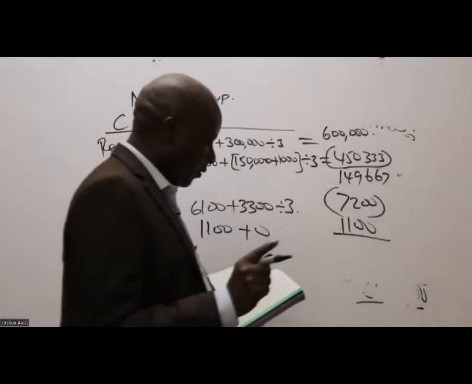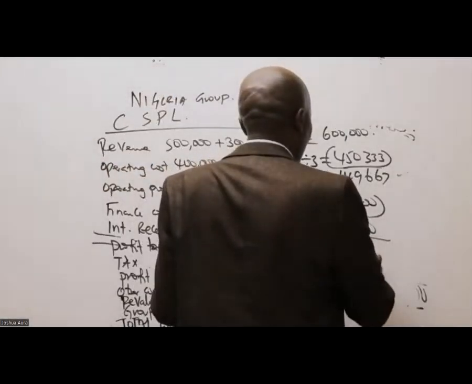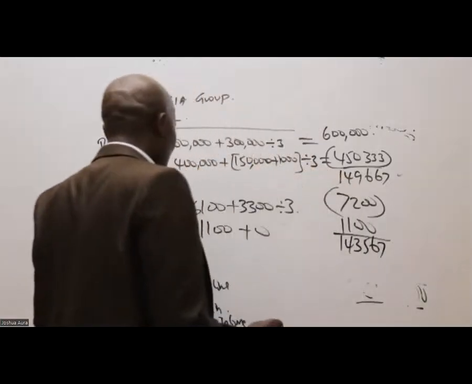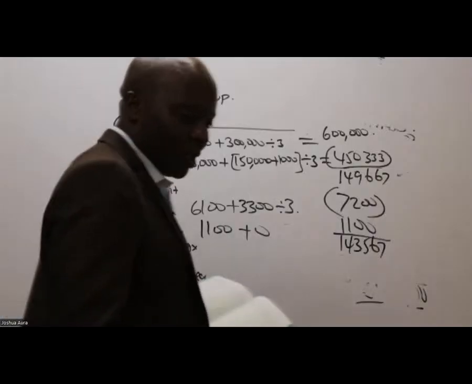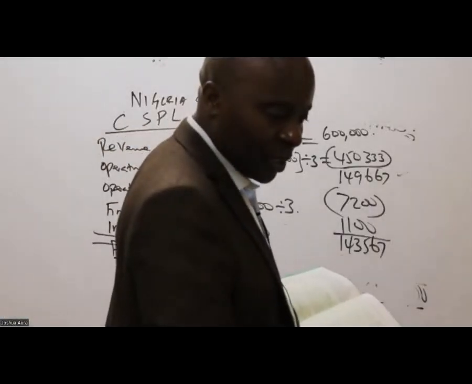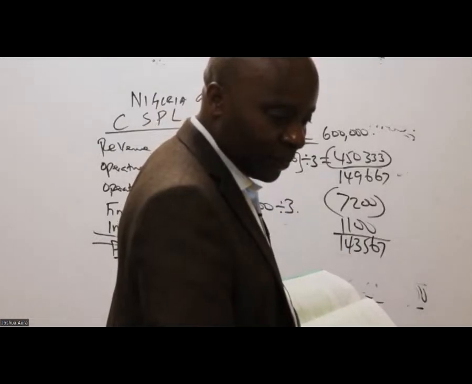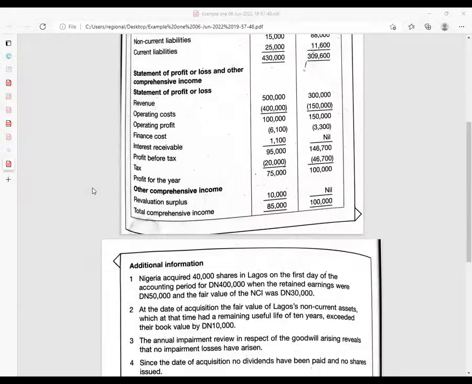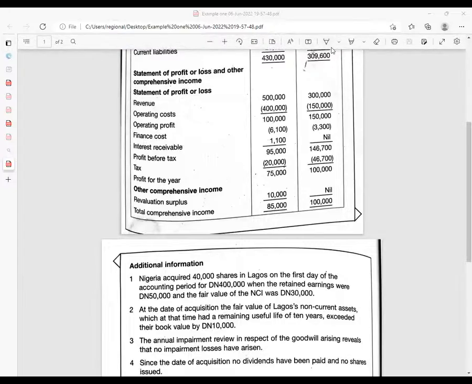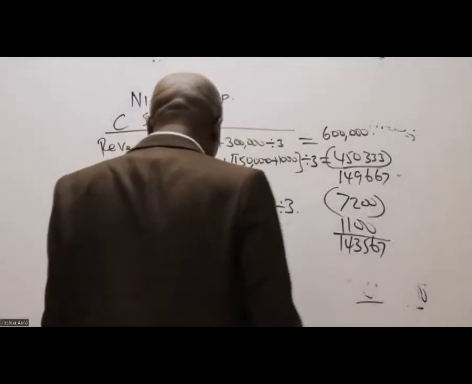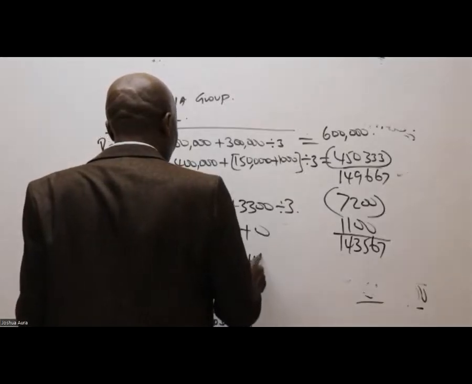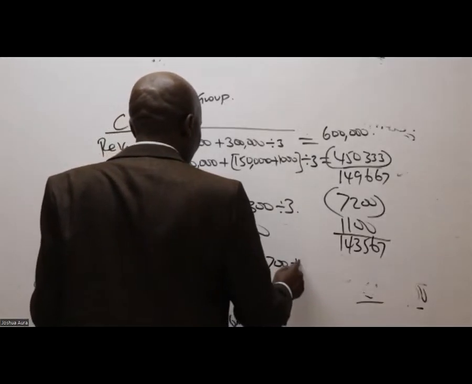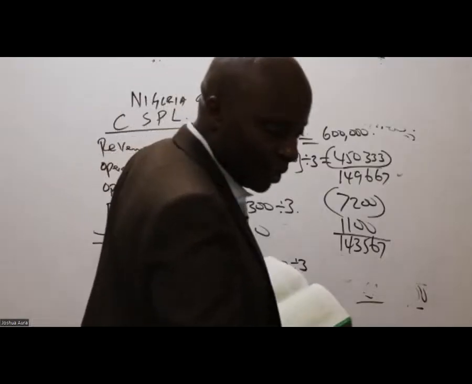143,567. And then we have now the tax. The tax that I'm able to see here is 20,000 plus 46,700, divided by 3.